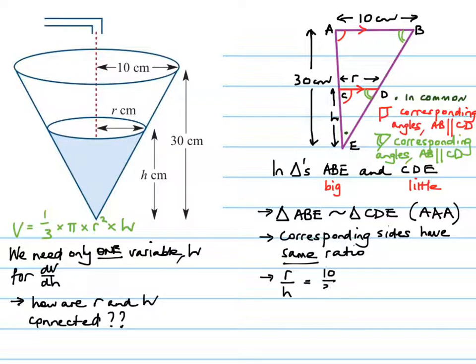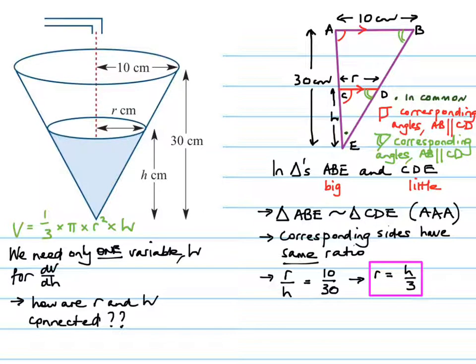So I'm going to draw a little equation up now. Therefore, R over H would be the same ratio as in the big triangle, the 10 horizontal over the vertical 30. Good grief. So what does that tell us? It tells us that R is H over 3. My goodness, that is so important we put a box around it, okay?